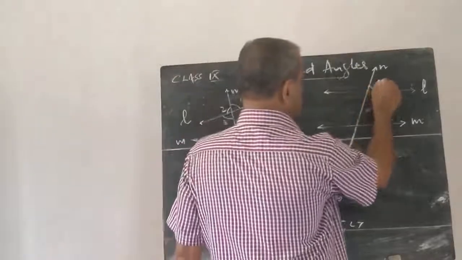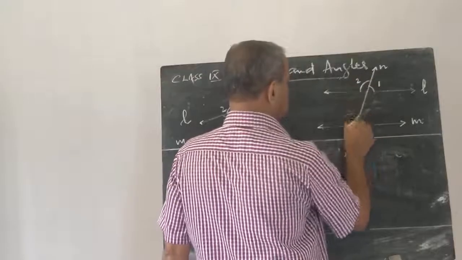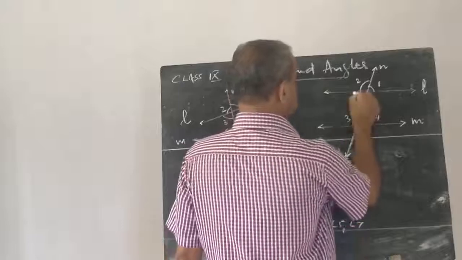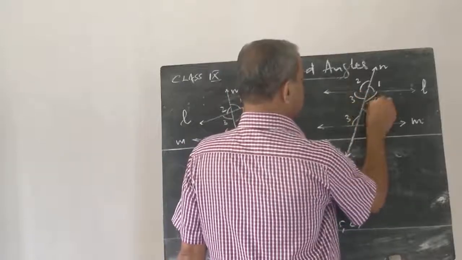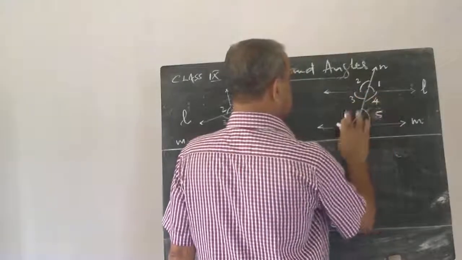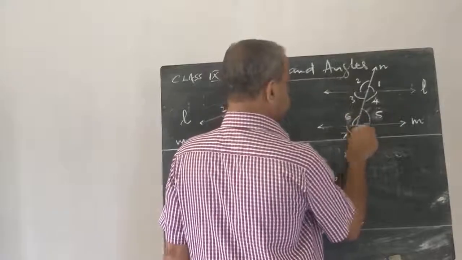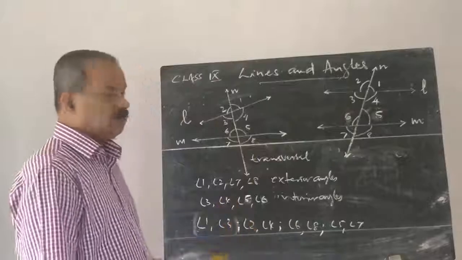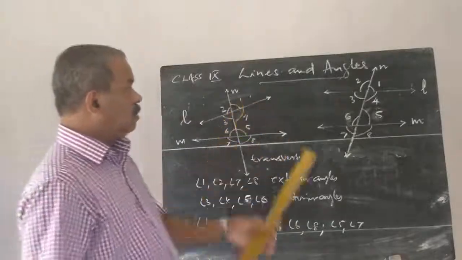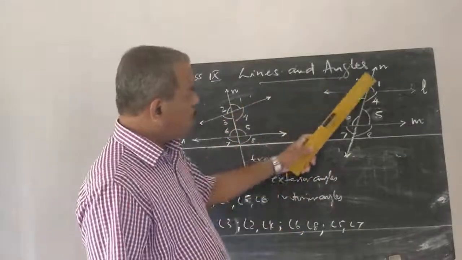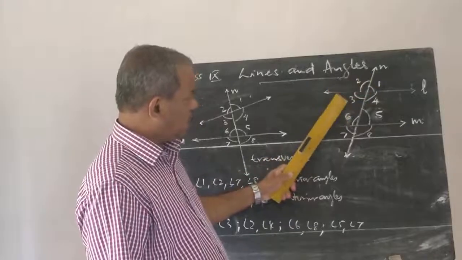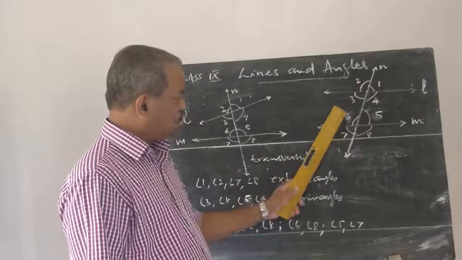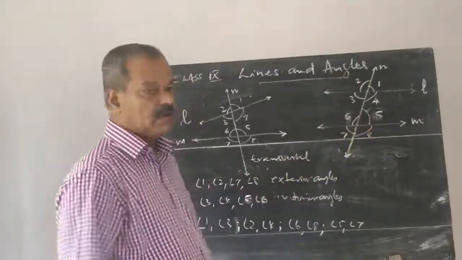Say 1, 2, 3, 4, 5, 6, 7, 8. 8 different angles. 1 and 3 are vertically opposite angles. 5 and 7 are vertically opposite. 6 and 8, 2 and 4.